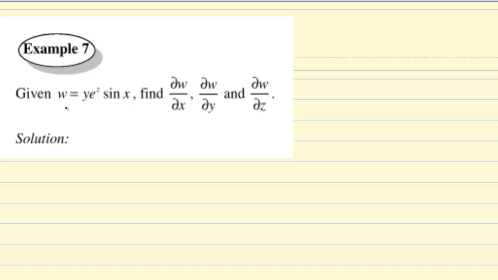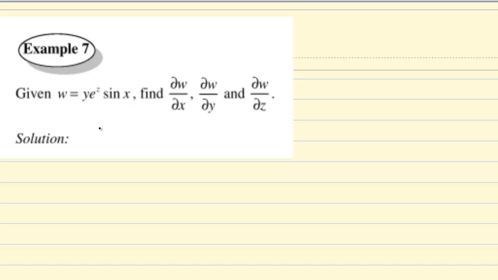This is another example to find the partial derivative for a function of more than two variables. Here, we are given w as a function of x, y, and z, three variables, where w is y times e power z sine x. We are going to find the partial derivative dw/dx, dw/dy, and dw/dz.